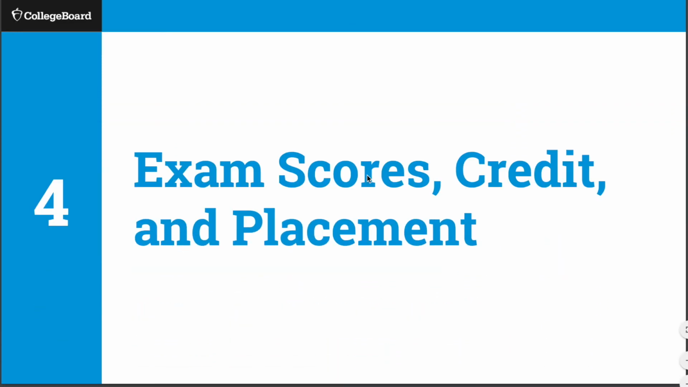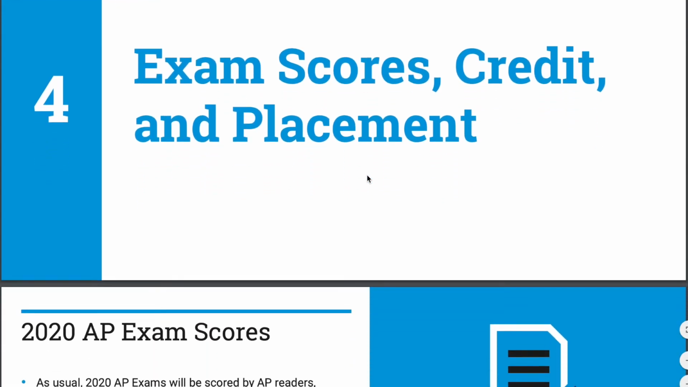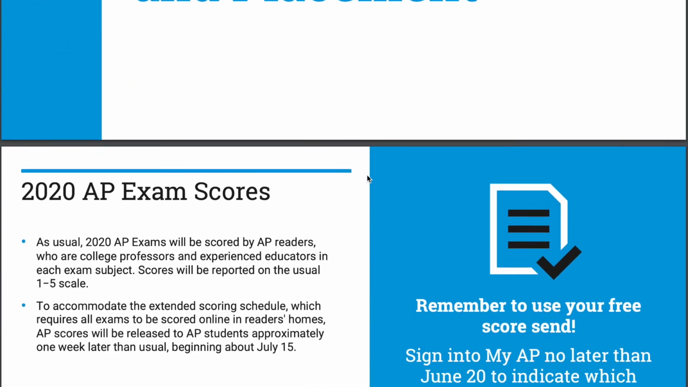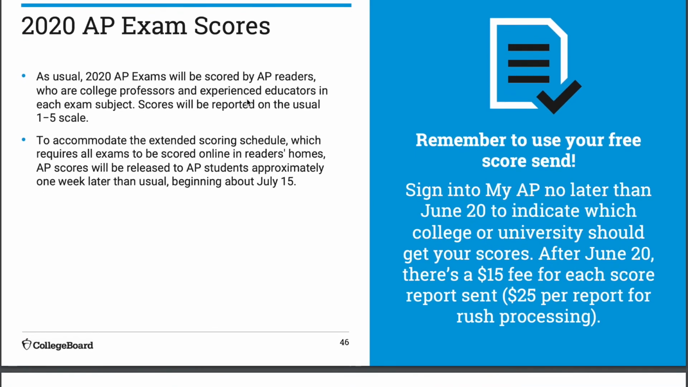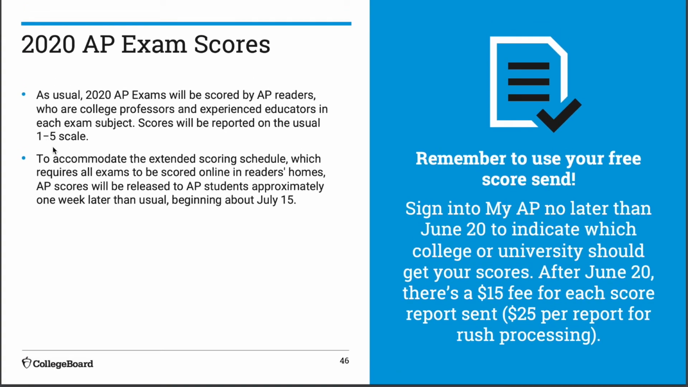Are you getting college credit? Does this count for placement in college? All this is good news, okay? First off, these are going to be scored by AP readers on a scale of 1 to 5. We've talked about that before. Also, it's going to take longer to release the scores, okay? So beginning July 15th, they'll begin to release scores.